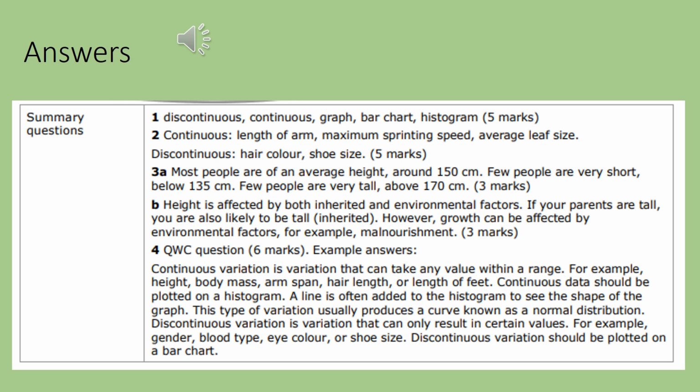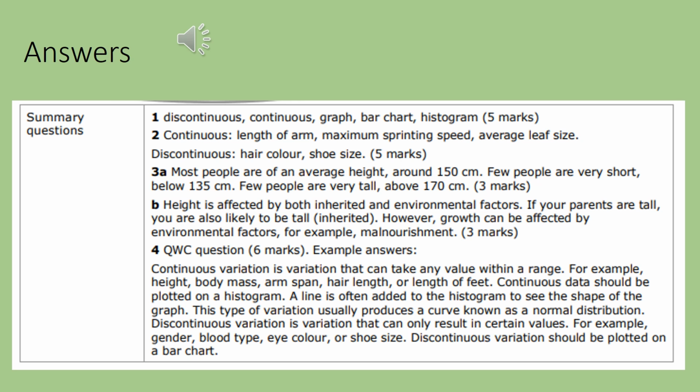For 3B, height is affected by both inherited and environmental factors. If your parents are tall, you're likely to be tall. That's inherited. However, growth can be affected by environmental factors such as malnutrition. So 3 marks, again, for being able to identify that there is both inherited and environmental factors, and then being able to give that example of the inherited being linked to your parents being tall, and the environmental factors being linked to something along the lines of malnourishment.